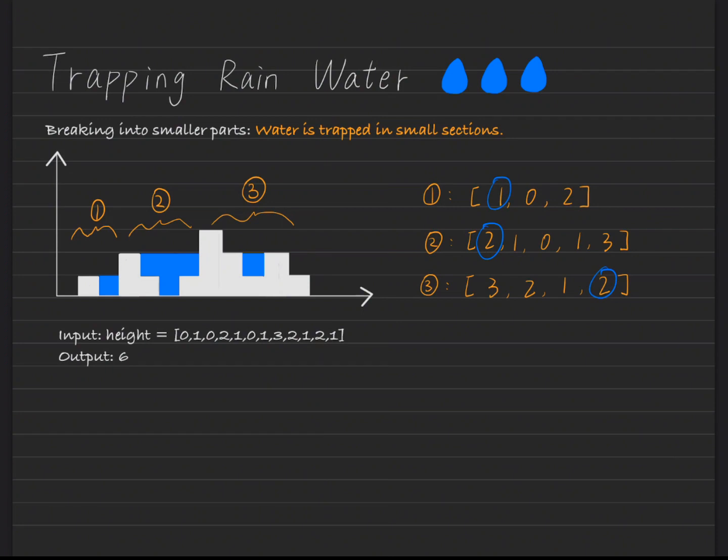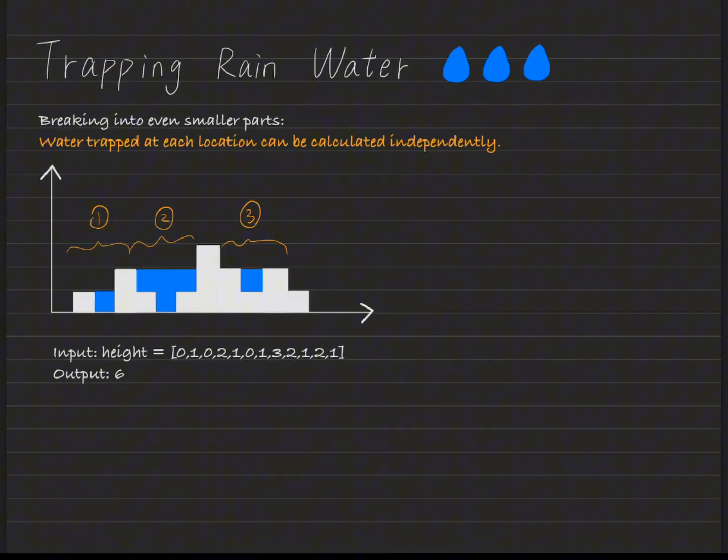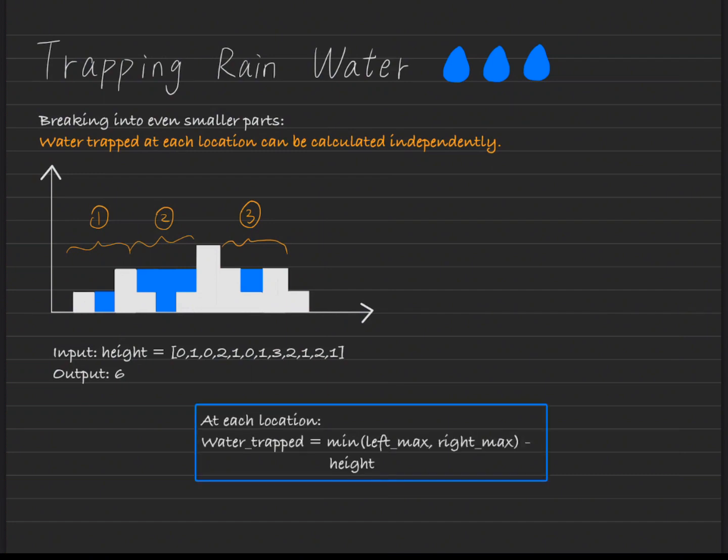Now, how do we determine the left and right edges of each section? Pause here if you want to think for a moment. In fact, we don't have to split the list into multiple sections because the water trapped at each location can be calculated independently. At each location, the amount of water trapped is the minimum of its left edge and right edge minus its height. The left edge is the highest block from its left, and the right edge is the highest block from its right.